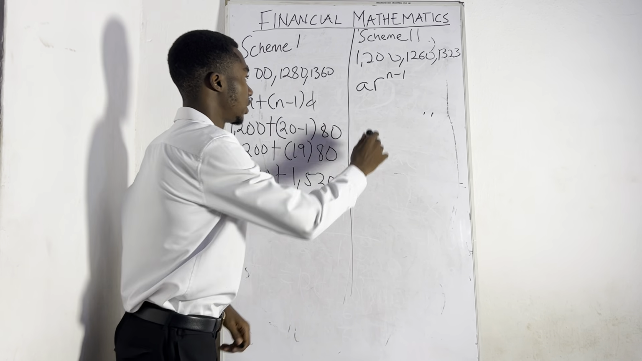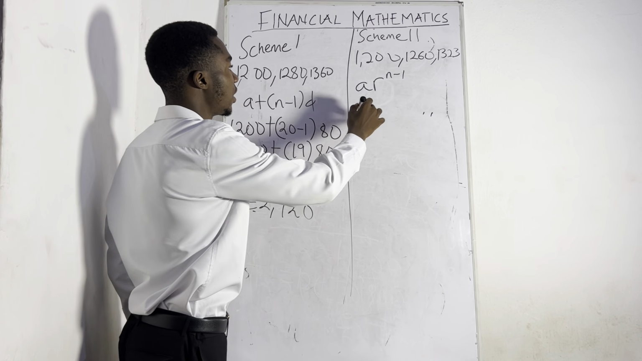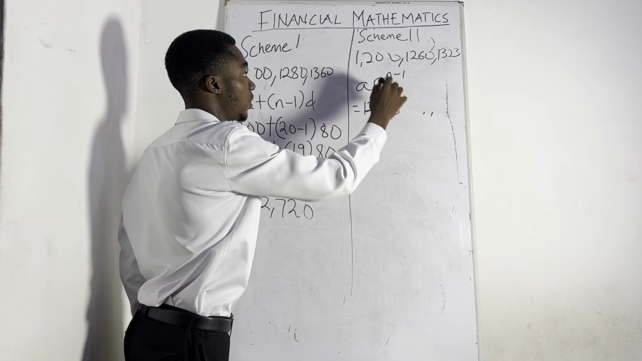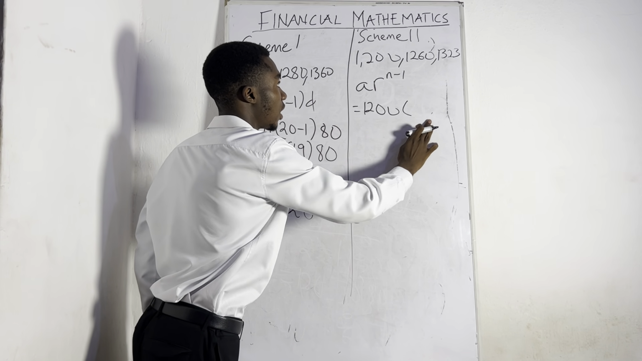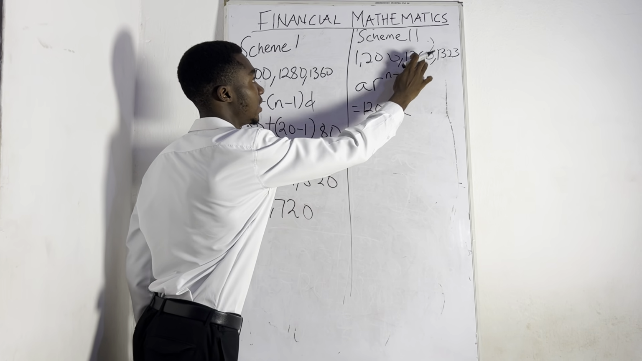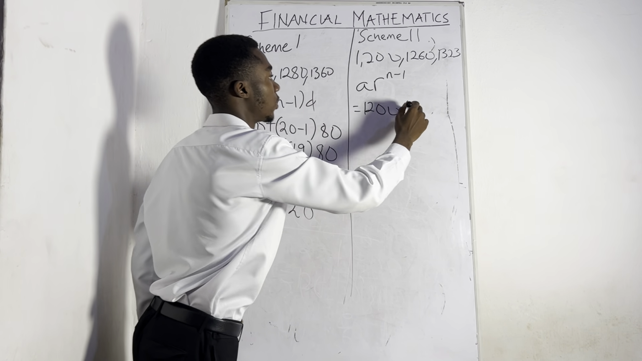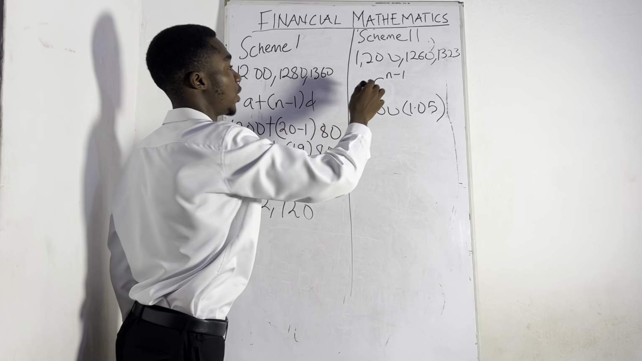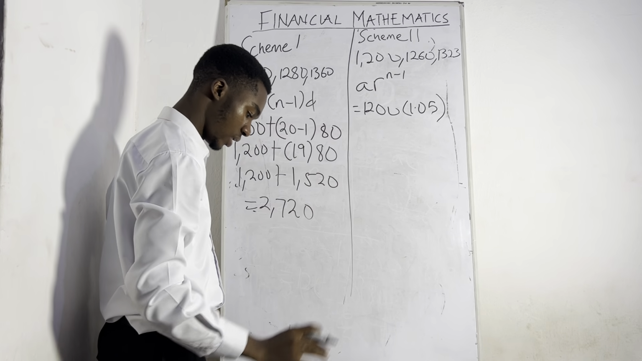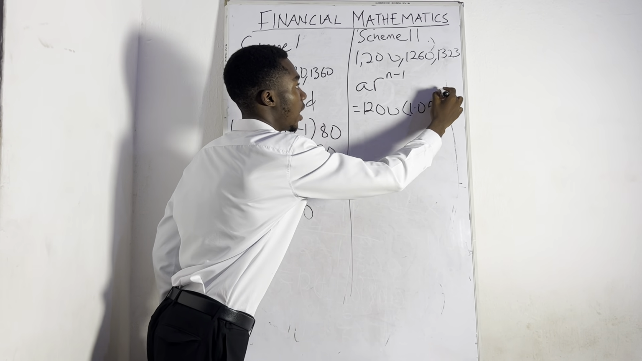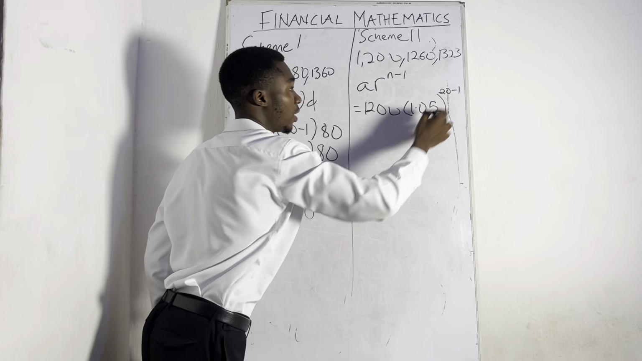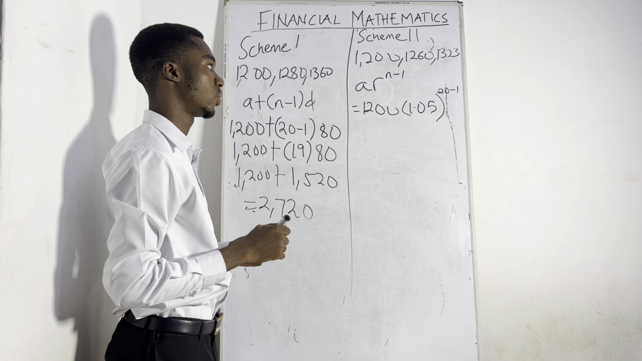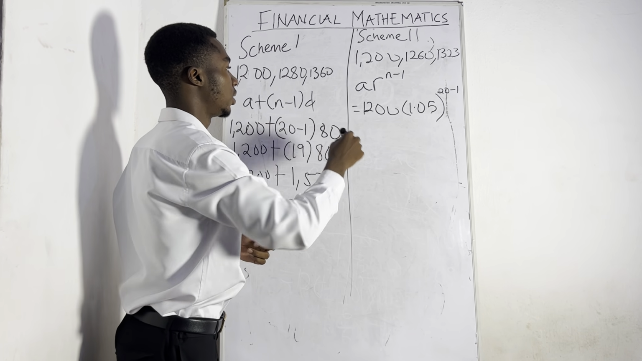So let's just punch it. A is 1200, the same as here. So the first term into bracket R. R is the common ratio. So when you divide this by this, you got 1.05. Then exponent n minus 1. The question says week 20. So our n is 20 minus 1. If the question says week 30, your n will be 30. Week 40, your n will be 40. That's all. So you can just punch it straight on the calculator.